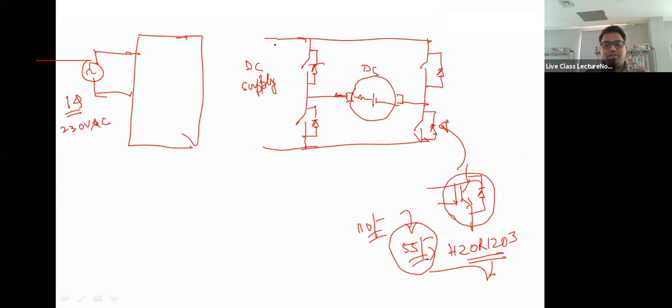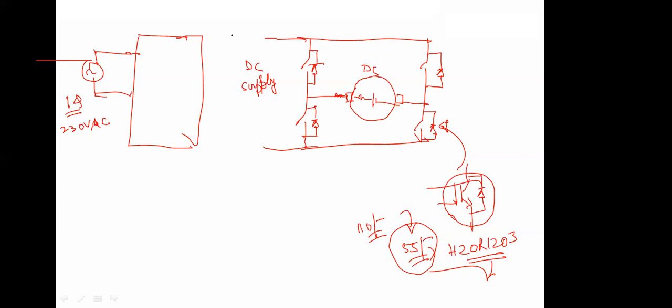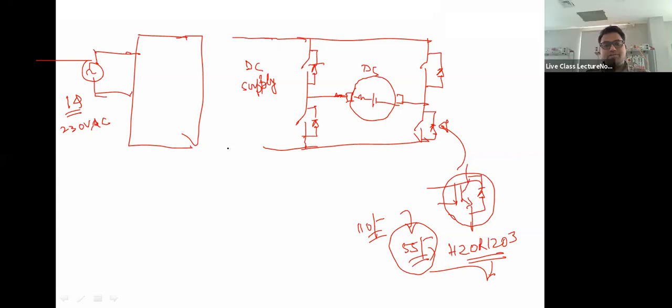4-quadrant chopper? You know what will happen? It might burst. Now, why will it burst? Tell me first of all.